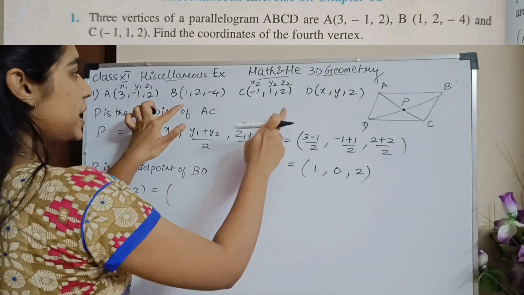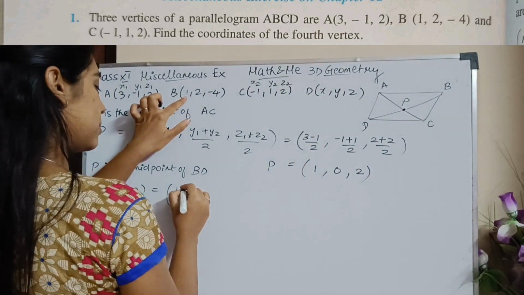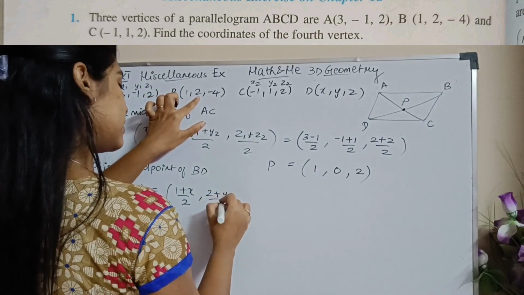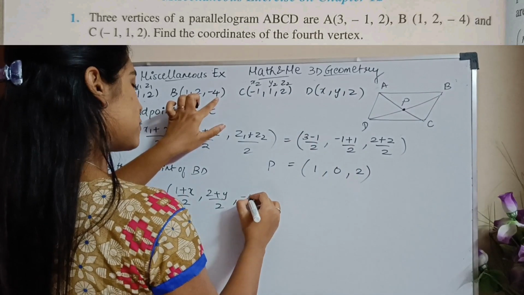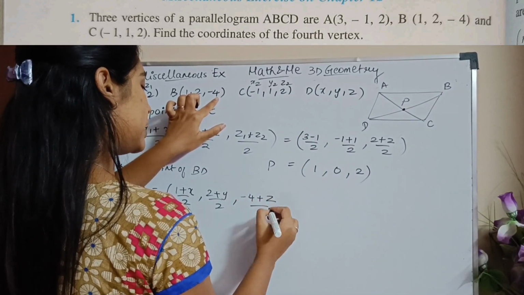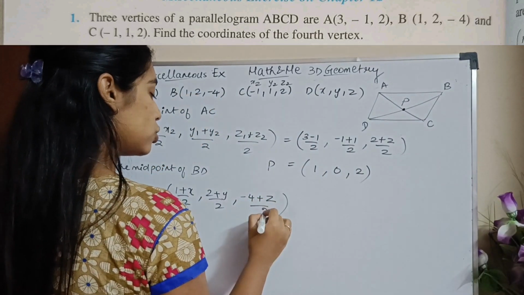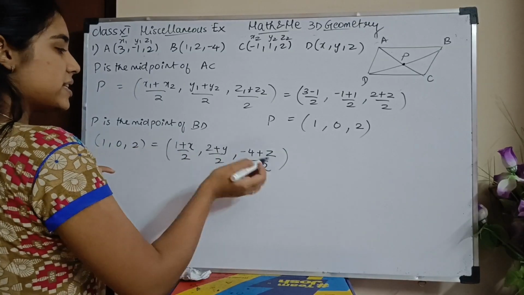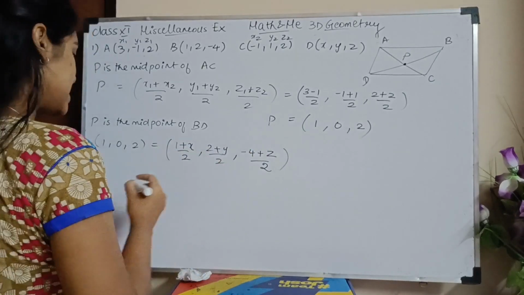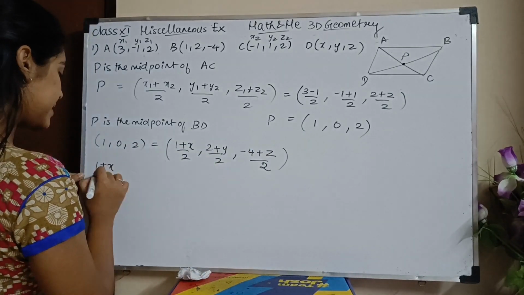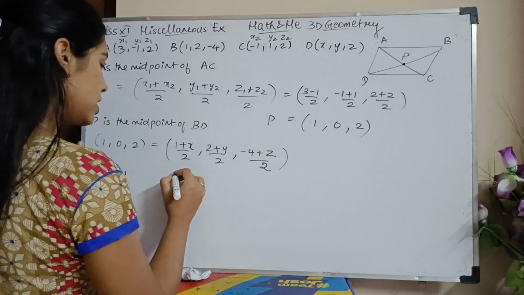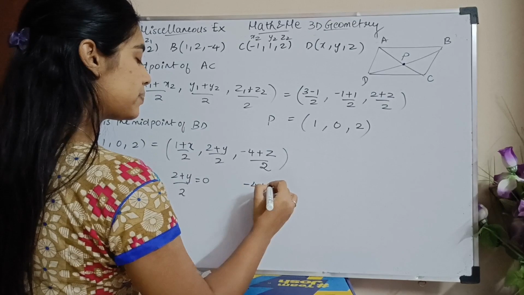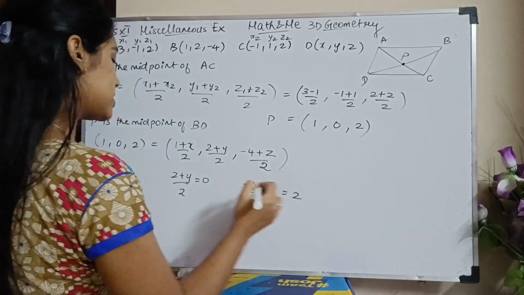So what is my midpoint of BD? It will be 1 plus x divided by 2 for the x coordinate, 2 plus y divided by 2 for the y coordinate, and minus 4 plus z divided by 2 for the z coordinate. Don't get confused between z and 2, okay? Maybe write your 2 like this. If I equate my x, y and z coordinates to find my x, y and z, it is very easy, okay? So 1 plus x divided by 2 equals 1, 2 plus y divided by 2 equals 0, minus 4 plus z divided by 2 equals 2.